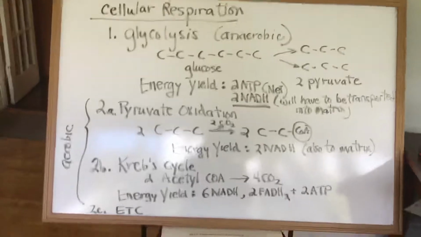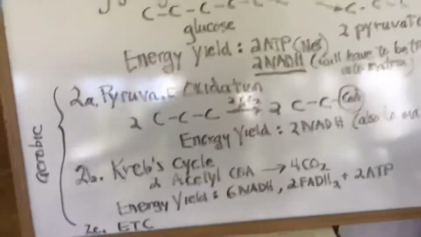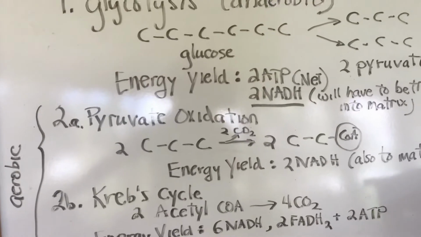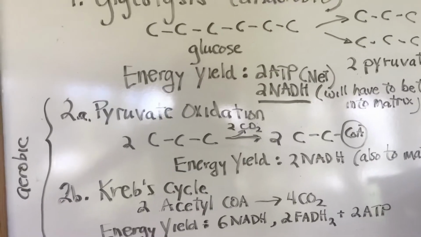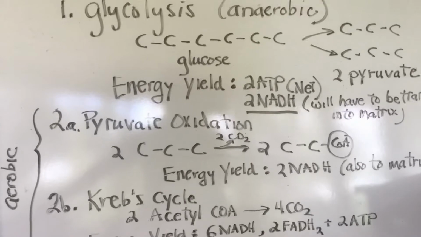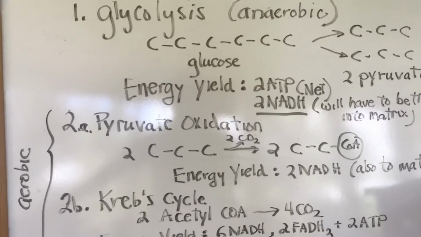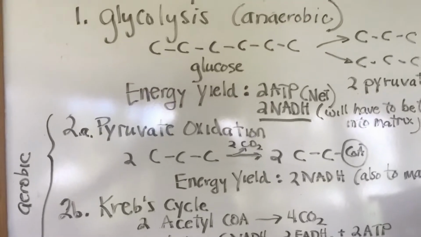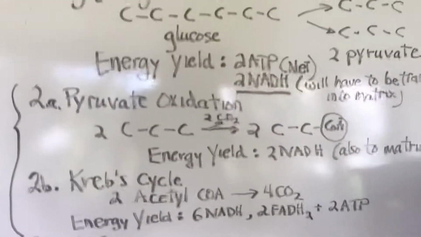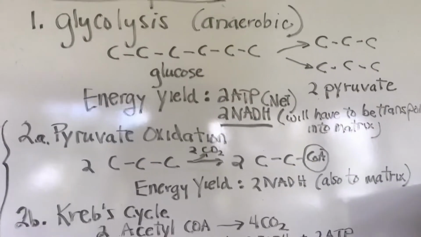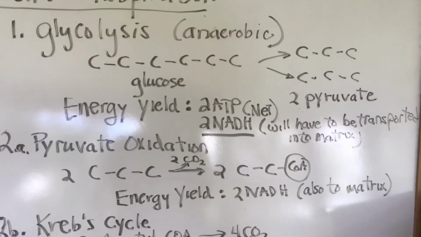All right, so the next stage that we're going to talk about is called pyruvate oxidation, or can be called the preliminary step. Remember that this is happening within the inner membrane space of the mitochondria. So it's just inside the mitochondria, and it's taking those 2 pyruvate and it's going to take off a carbon from each of those, leaving behind a very high energy molecule called acetyl-CoA.